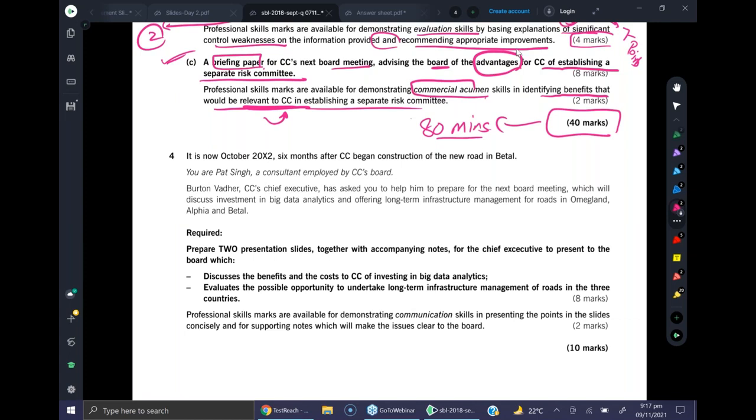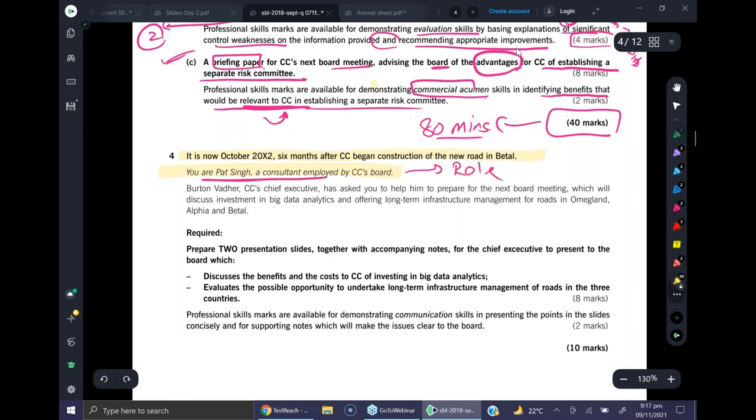Okay, requirement 4 is that it is now October 20x2, 6 months after CC began construction of the new road in Beetle. You are a practicing consultant employed by the CC board. It's funny how your roles are changing in this particular case study, but it is what it is. We'll have to stick to what we have to write. Burton, CC's chief executive, has asked you to help him prepare for the next board meeting, which will discuss investment in big data analytics and offering long-term infrastructure management for roads in Omaglan, Elfia, and Beetle.